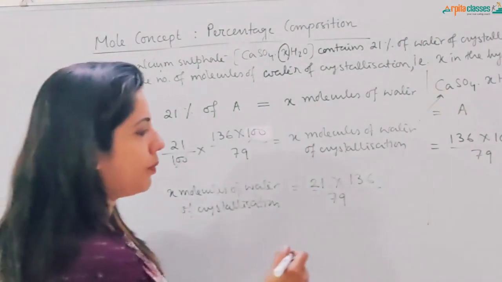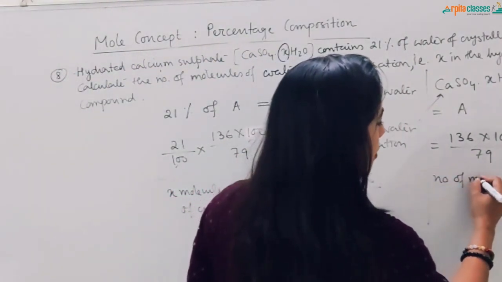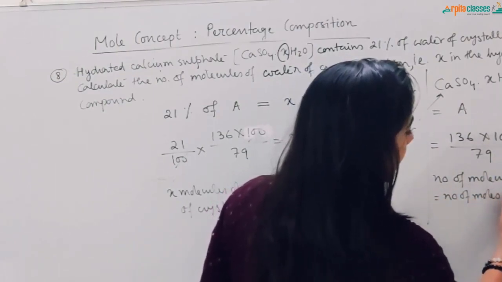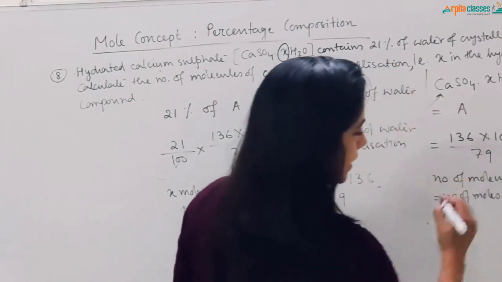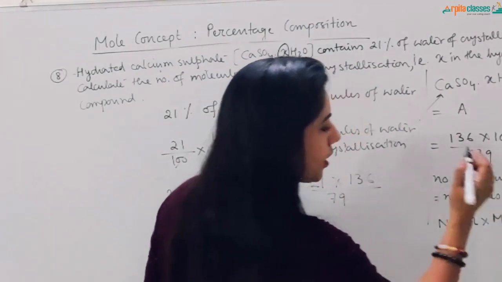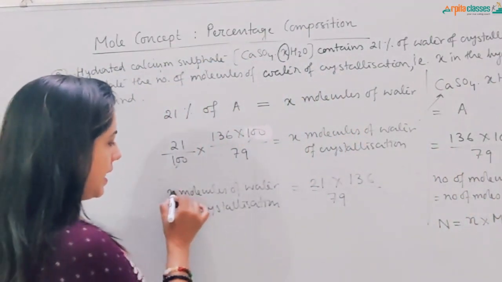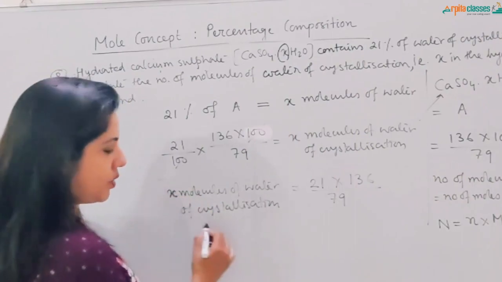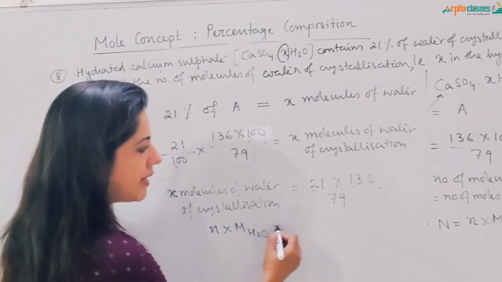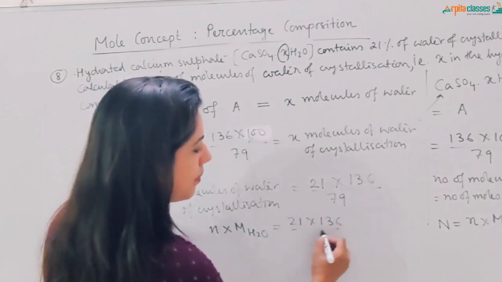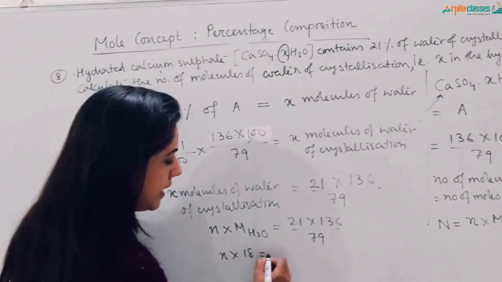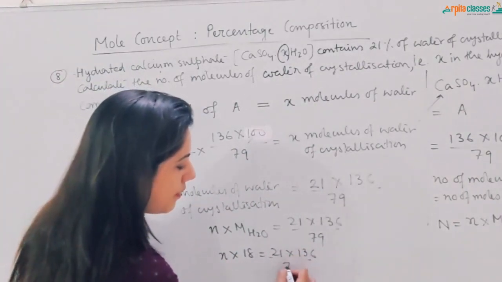Now if you remember, we have a formula: number of molecules is equal to number of moles into molecular weight. Number of molecules is denoted by capital N, which is equal to small n into molecular weight. So in this case, in place of X, the number of molecules, we can substitute the number of moles into molecular weight of water, and that is equal to 21 into 136 upon 79. Now the molecular weight of water is 18. So n into 18 is 21 into 136 upon 79.